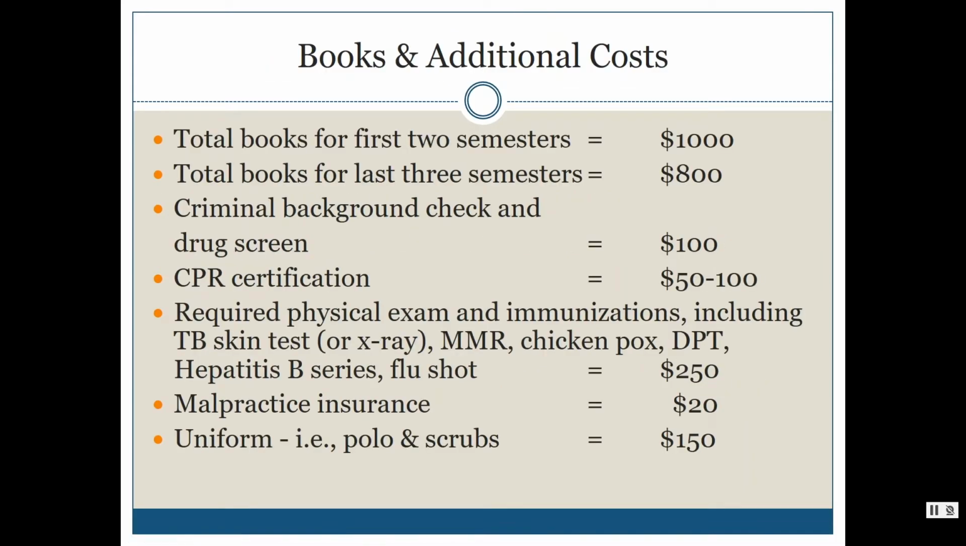The books and additional cost includes the books for the 5 semesters, the background check, drug screen, CPR certification, the physical, TB test, vaccinations, Hep B series. It includes malpractice insurance. This is a cost that you would see on your Calhoun bill. You wouldn't have to seek that out on your own. And then, as I mentioned before, our program has a uniform, and so part of that is purchasing the scrubs and then a polo that would be appropriate for an outpatient setting. And so that's something that we specifically would tell you which ones you would need to purchase.